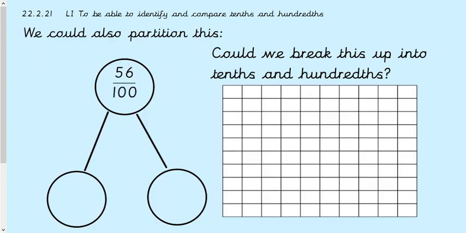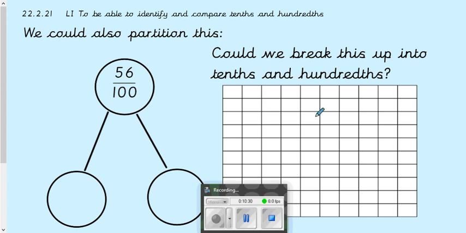Moving on then to this, we're nearly done. Sorry, I know I'm going on quite a lot today. We're going to look at partitioning now. So how could we break this up into tenths and hundredths? So if we have 56 hundredths, let me just pause the video and shade that into this.